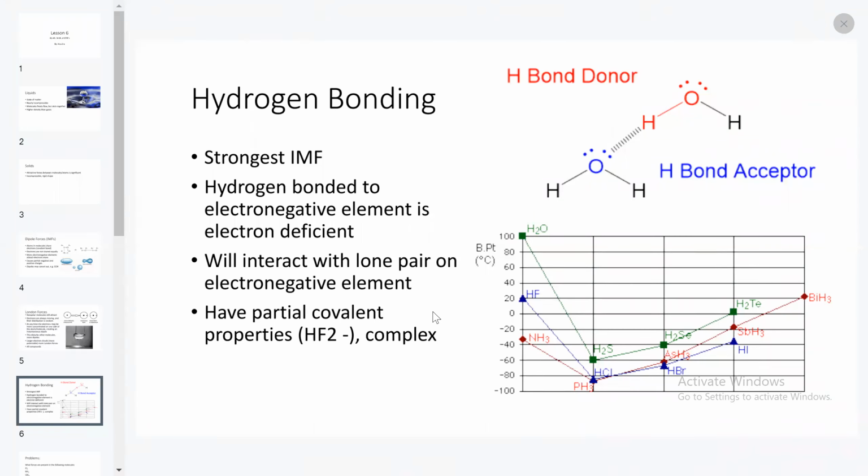So hydrogen bonding is a little complex and it has some strange properties. For example, this hydrogen will only really bond to one other lone pair. Also, the structure tends to be linear. And each lone pair only really interacts with one hydrogen atom at a time. So all of these are similar to covalent properties. So this is why I say they have partial covalent properties.